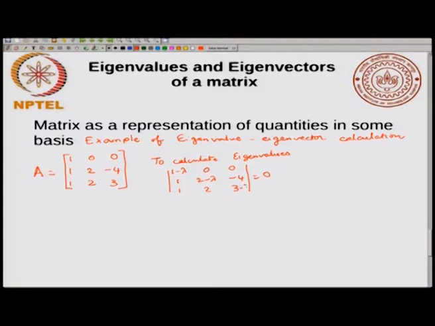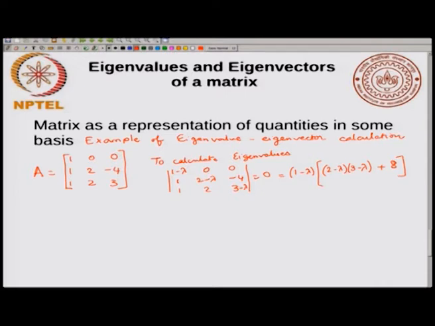3 minus lambda. Now what you can do is multiply this out. In this case the first row has just one non-zero element. So when I multiply this out, I will get 1 minus lambda times two terms: 2 minus lambda into 3 minus lambda, plus 2 into 4 is 8, and this has to be equal to 0. Immediately you can see that lambda equal to 1 will satisfy this. So one root of this cubic equation is lambda equal to 1.